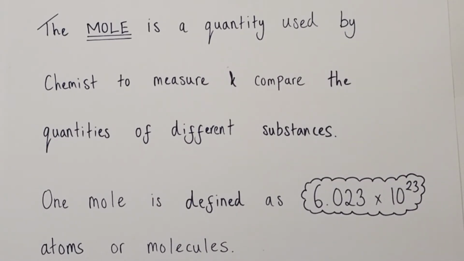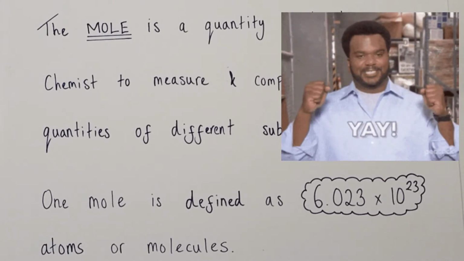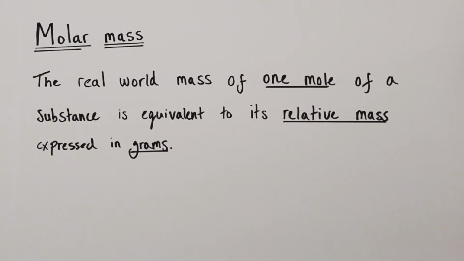Fortunately, the applications of this number in the real world in terms of grams and masses is much simpler for us to handle. At this point I want to introduce the idea of molar masses. It turns out that mole values are intrinsically and indelibly linked to the relative masses found within the periodic table. So the real-world mass of 1 mole of a substance is equivalent to its relative mass expressed in grams. So effectively, 1 mole of a substance is its relative mass in grams. Let's think about that right now.